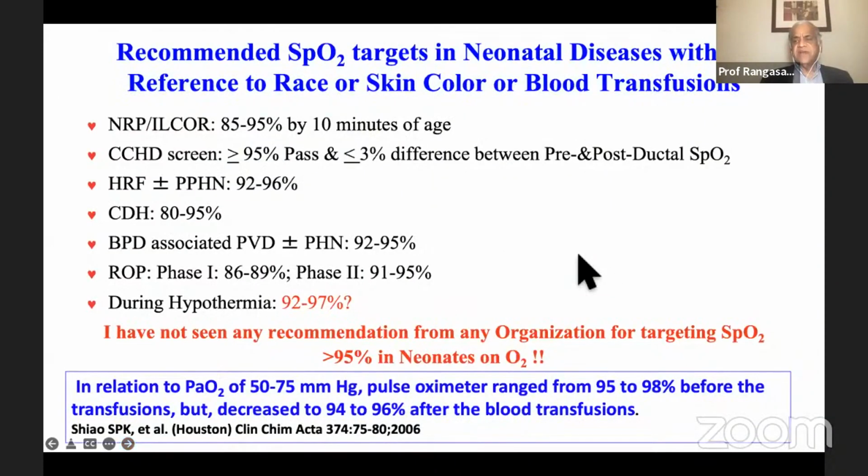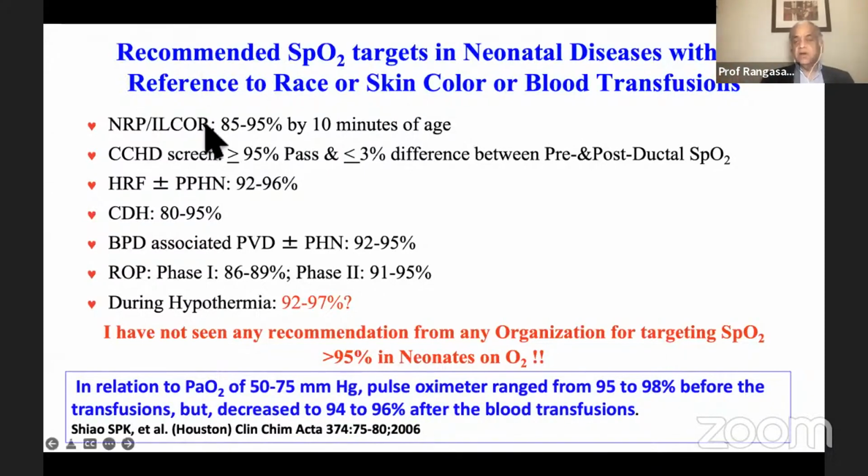So what are the recommended saturation targets? As Dr. Satyan said, there are no randomized controlled trials. These are all based on small studies, case reports, and expert opinion. They do not take into account race, which we are recently coming to know about, the impact of skin color, and blood transfusions. The baby gets transfused, you have adult hemoglobin, which shifts the curve to the right.